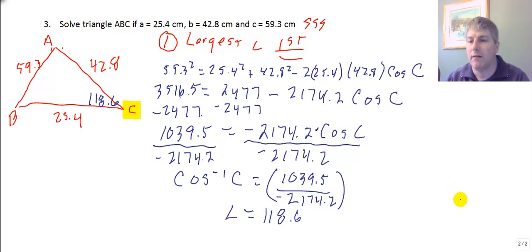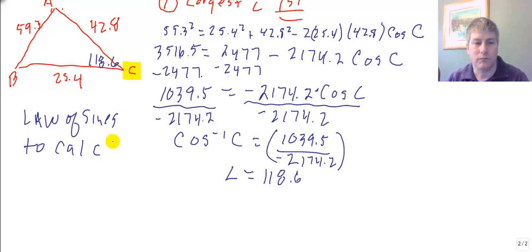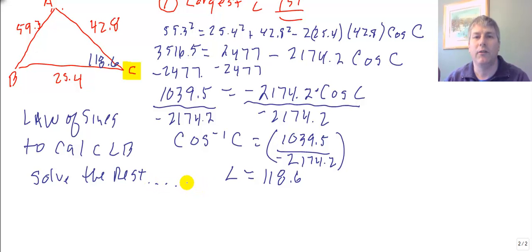I've got an obtuse triangle here. So now all you need to do is use the law of sines to calculate the largest remaining angle. Okay, so use the law of sines to calculate angle B. And since you already know the law of sines, I will let you take care of that. And then also find out what angle A is. So why don't you solve the rest of the triangle? And I will see you in class.